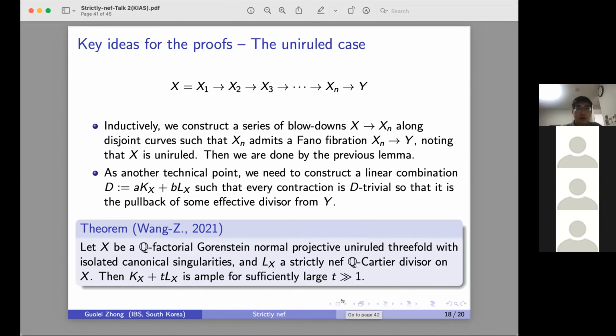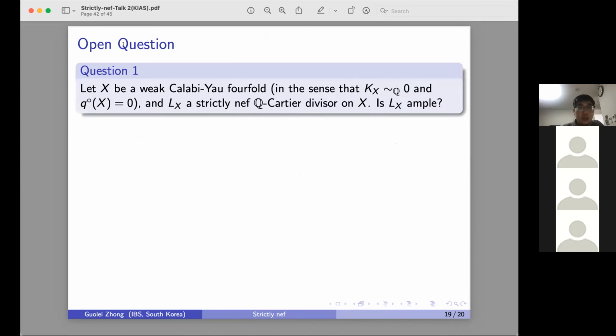Okay, so now we will end the talk with some open questions. First, I want to ask a question about the fourfold case. According to the paper by Haidong Liu and Matsumura, the threefold case is not very easy. The remaining case is quite difficult, so they would like to go into the fourfold case. So in parallel, in our weak Calabi-Yau fourfold case, we want to know whether this L_X is ample or not.